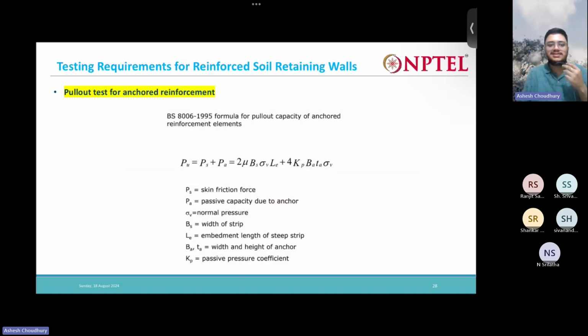We saw, right, that for geogrid, due to the interlocking, the pull-out resistance was very high.